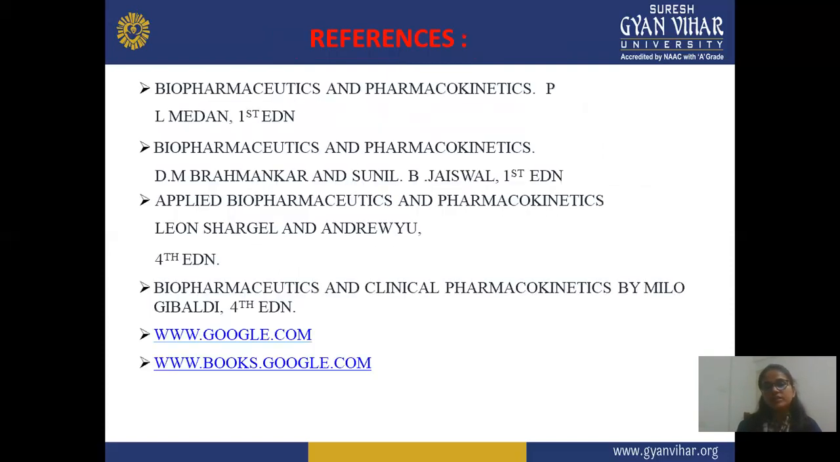After the learning outcomes, there is a reference part. These are some books or site references which are very good references, or all references are good. You can use any one of these references or maybe all of them. In the reference part, first is Biopharmaceutics and Pharmacokinetics, P. L. Madan, first edition. Second is Biopharmaceutics and Pharmacokinetics, D.M. Brahmankar and Sunil B. Jaiswal, first edition. Next is Applied Biopharmaceutics and Pharmacokinetics, Leon Shargel and Andrew Yu, fourth edition. And next reference is Biopharmaceutics and Clinical Pharmacokinetics by Milo Gibaldi, fourth edition.